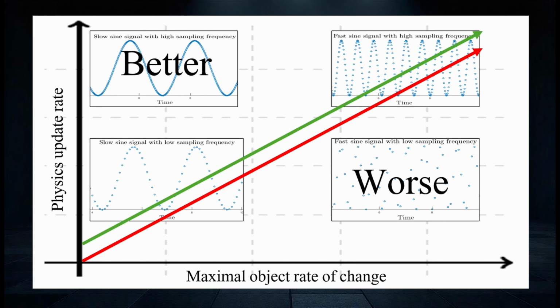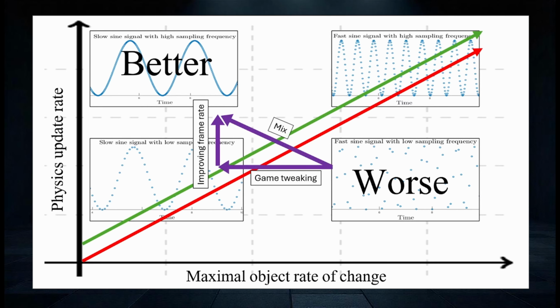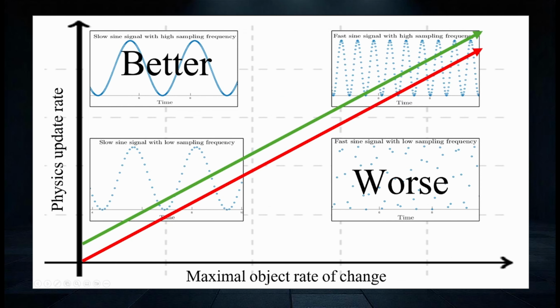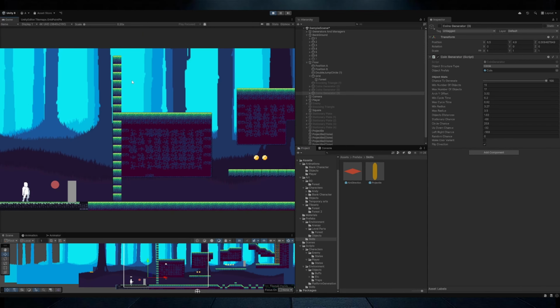How we go about this depends mainly on our game, and it can be either improving the physics update rate, tweaking the game, or a mix of these two. Here's what I mean by that. If these examples are something that occurs in your game but not very often, then fixing the game might be the simpler option. In this context, setting a maximum velocity can solve the issue. Then the objects will not move fast enough to clip through each other in between steps.